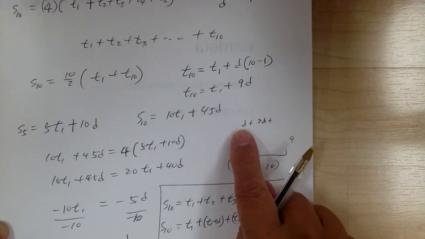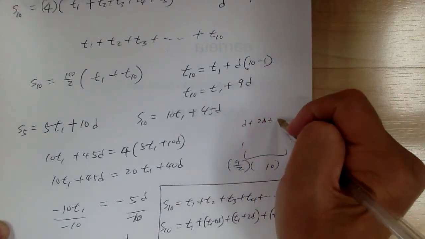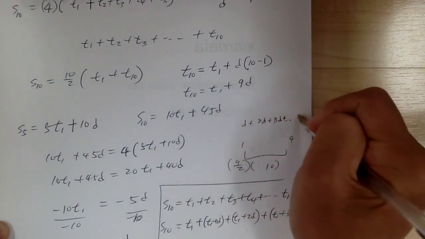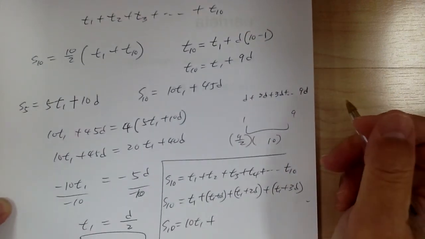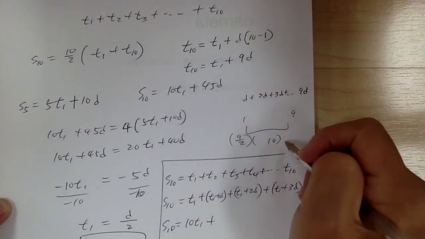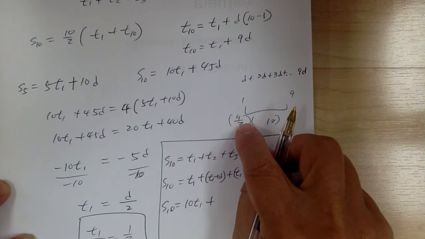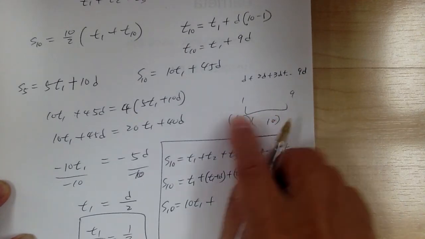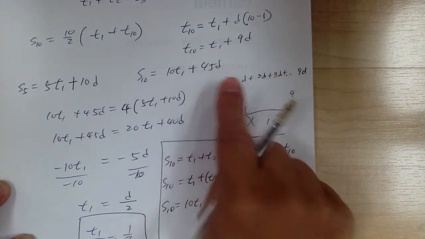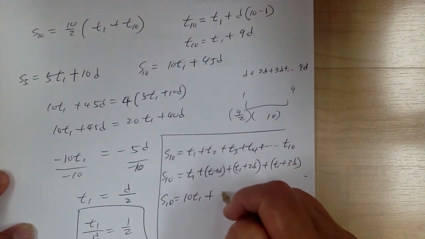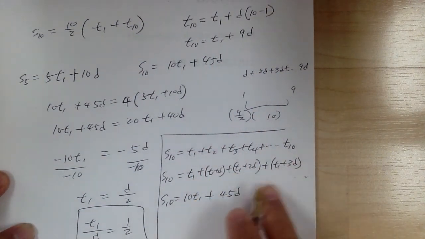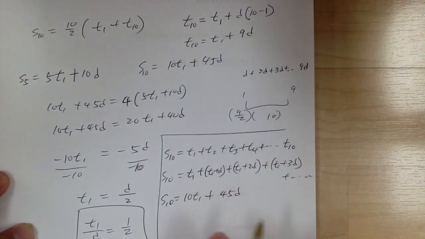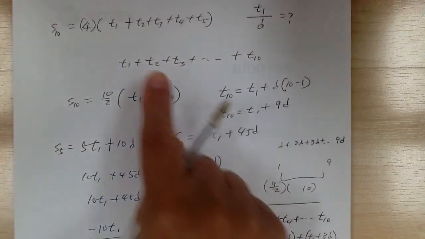So I used 1D plus 2D plus 3D plus all the way to 9D. And so 1 through 9 is 10, and there are 9 numbers divided by 2. So that's 4.5 pairs. And that's how I get the 45, 45D. And that's how I get the 45D over here. Again, if you write it out, go back to what it's giving.